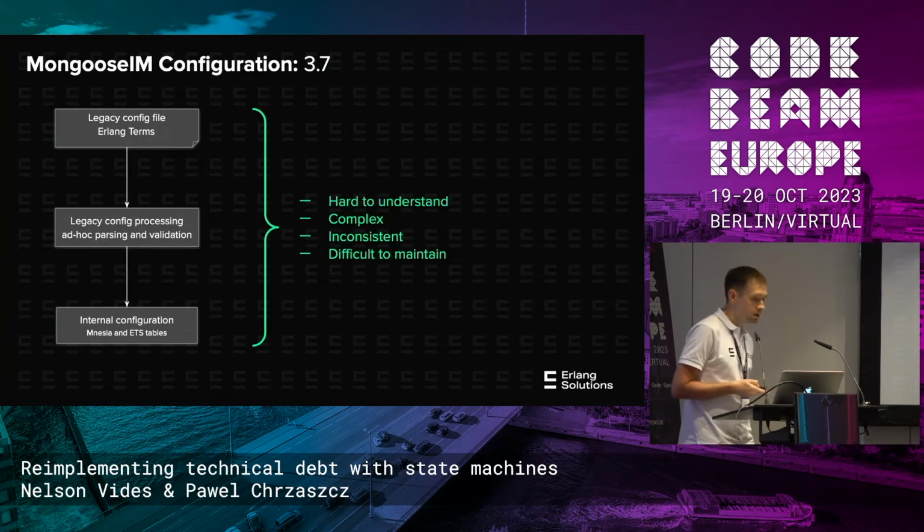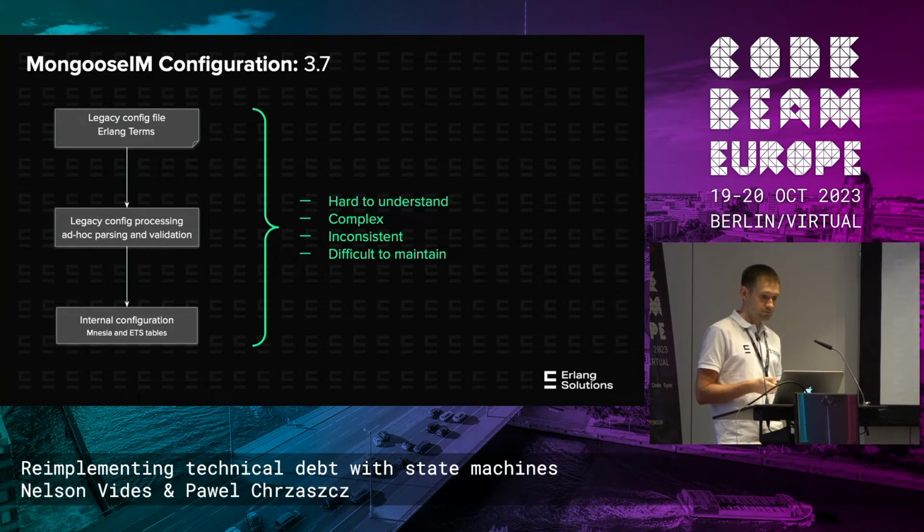So for example, one of those reworks was the configuration rework. Back in version 3.7, Mongoose IM configuration was done in a file with Erlang terms. And it was really difficult for non-Erlangers especially to configure. And the config processing was really complex and kind of inconsistent. There was no rule how it works. It was ad hoc code. And the configuration was stored in Mnesia and ETS tables. Difficult to maintain. So we also needed to get rid of this part of technical debt.